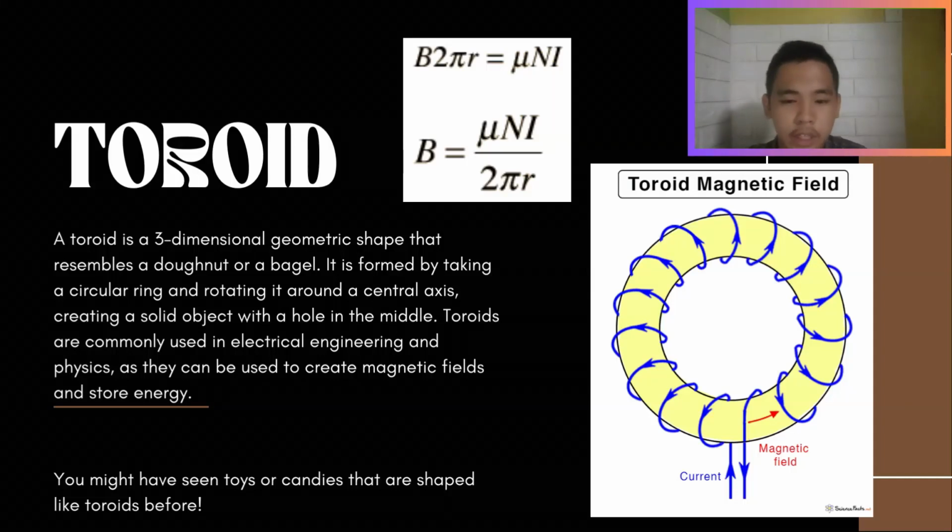A toroid is a three-dimensional geometric shape that resembles a donut or a bagel. It is formed by taking a circular ring and rotating it around a central axis, creating a solid object with a hole in the middle. Toroids are commonly used in electrical engineering and physics as they can be used to create magnetic fields and store energy. So, ginagamit ang ating toroid magnetic field para mag-store ng energy at mag-create ng magnetic fields.